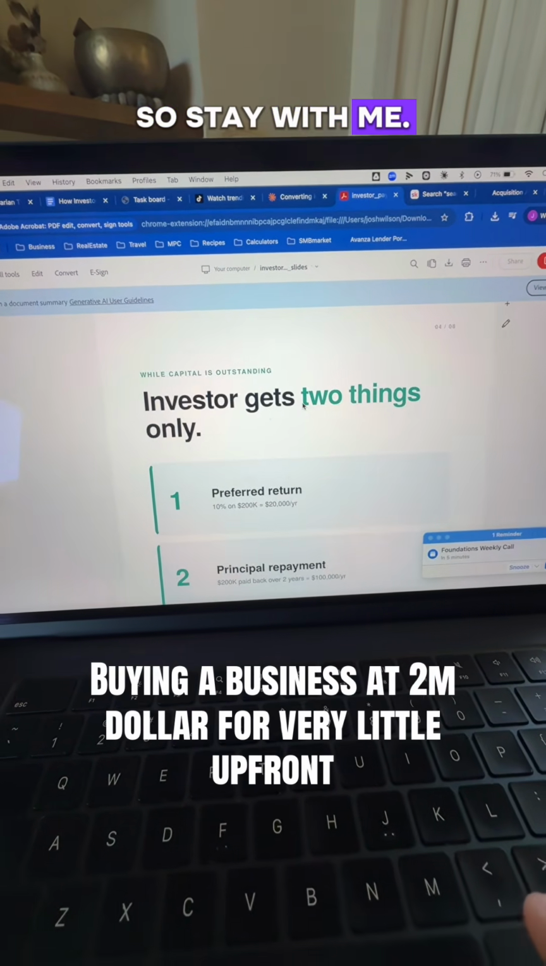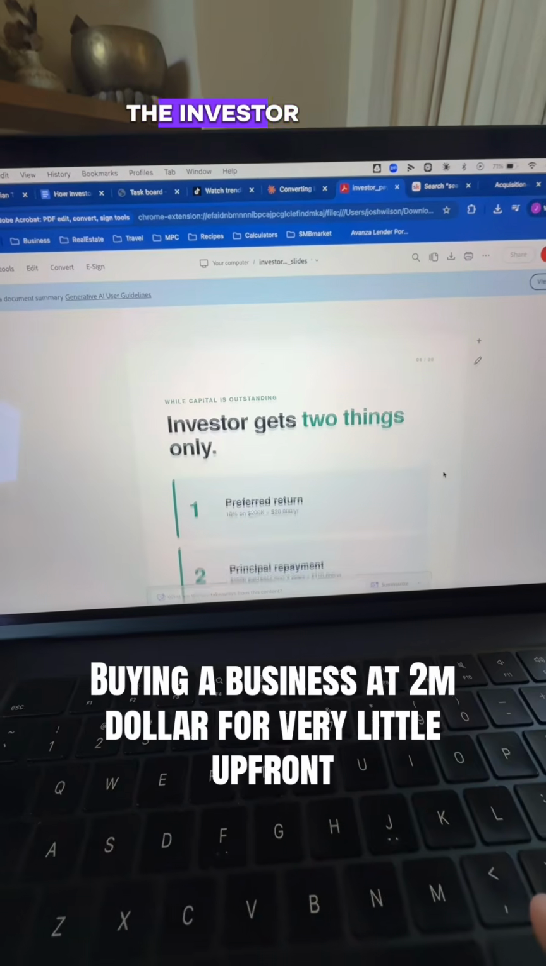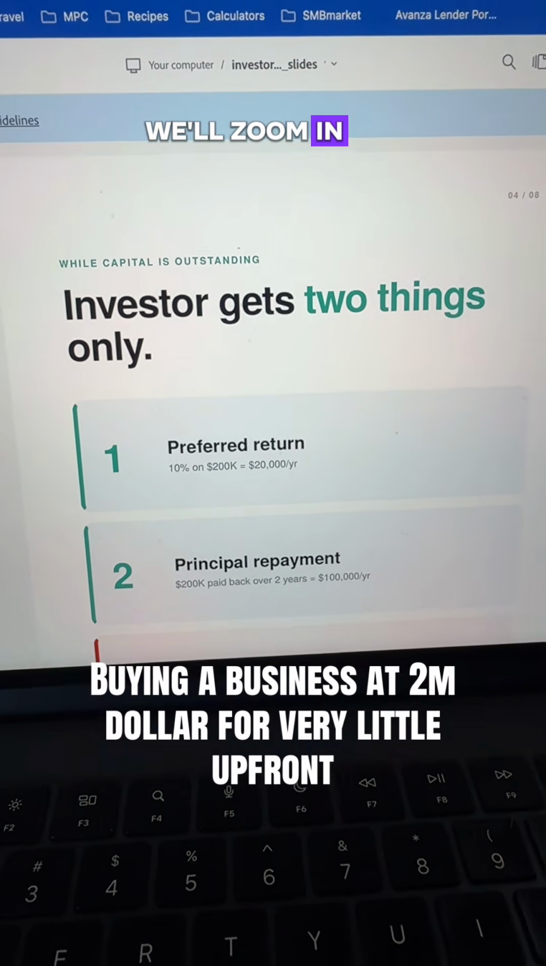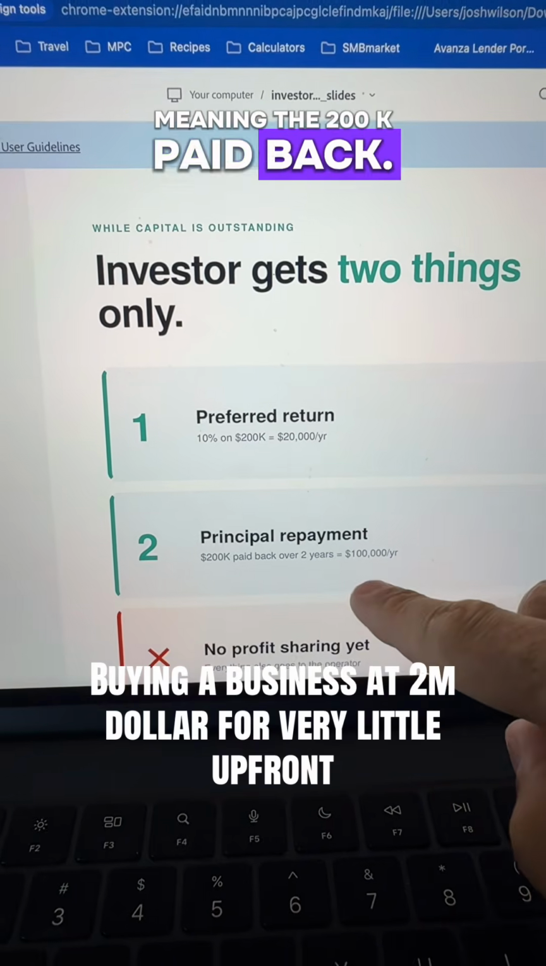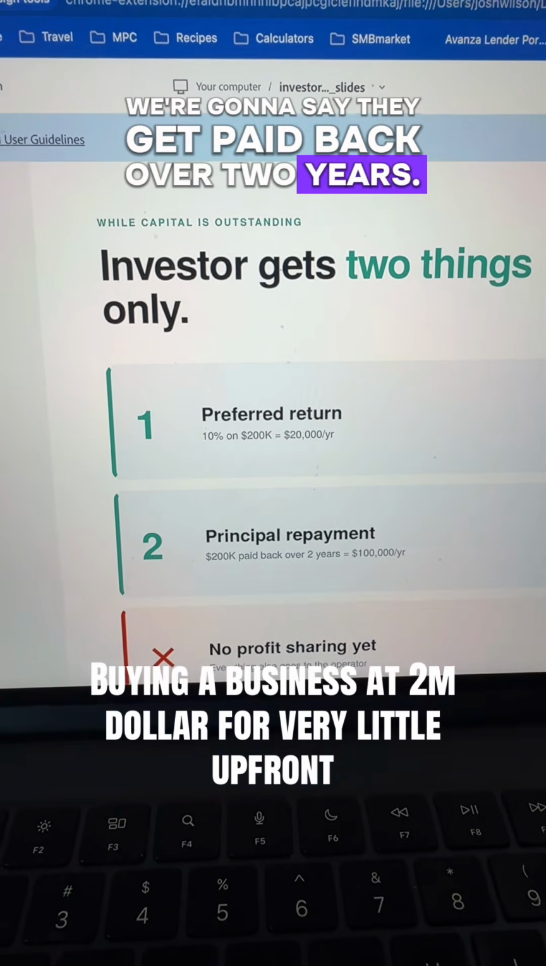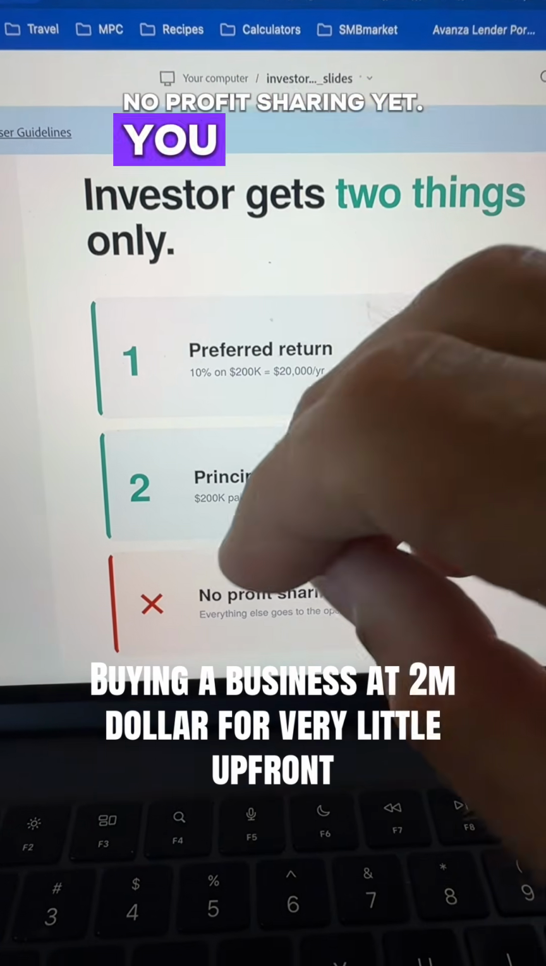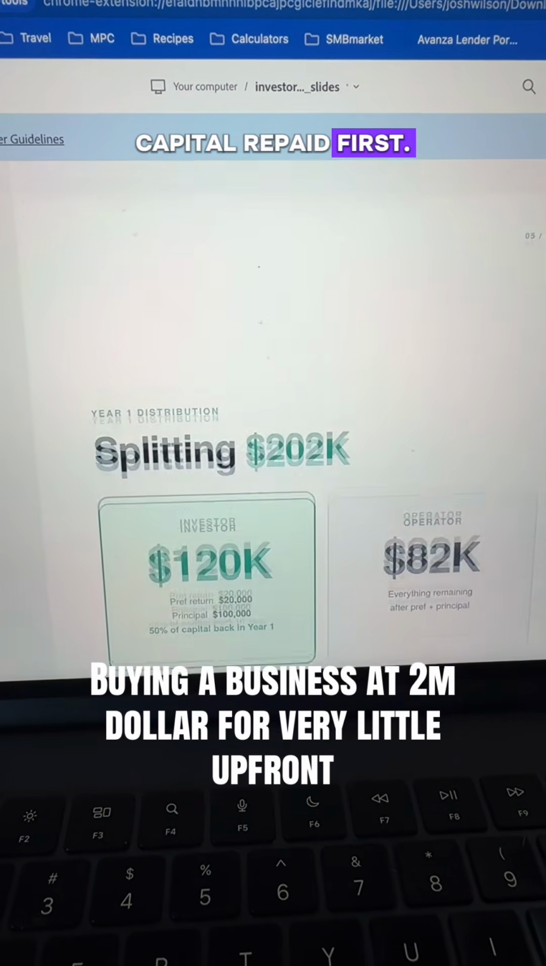So stay with me. The investor gets two things, all right? The investor gets the 10% preferred return on the $200K. I'm going to zoom in. The principal payment, meaning the $200K paid back, we're going to say they get paid back over 2 years. Until they get paid back, no profit sharing yet. You have to get their capital repaid first, okay?